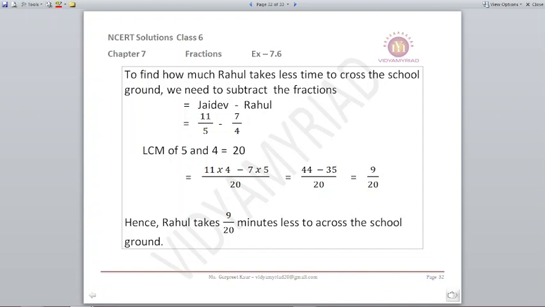Now to find out how much less time Rahul takes to cross the school ground, we need to subtract the fractions. So the bigger one will come first. Jaydev's is 11 by 5 minus the smaller number, that is 7 by 4. LCM is 20. 11 into 4 minus 7 into 5. 44 minus 35 upon 20, which gives me 9 upon 20. So Rahul takes 9 upon 20 minutes less to cross the school ground.